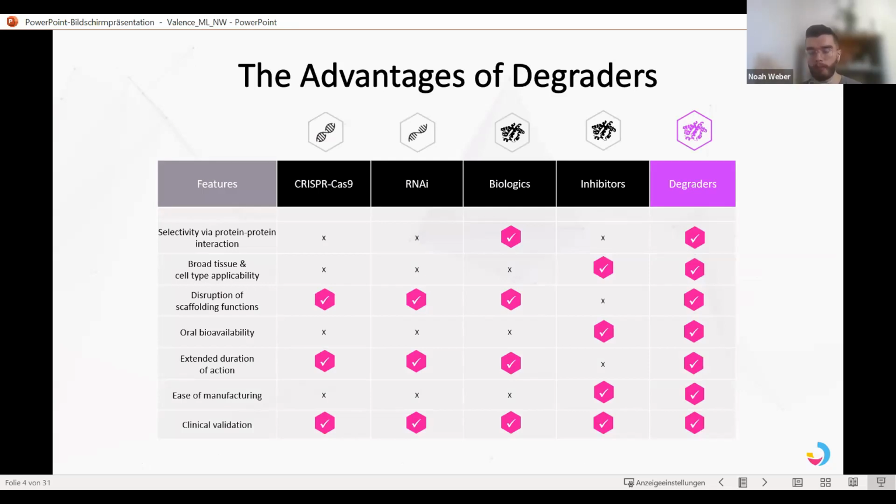Just a very short overview of the advantages of degraders from a chemical or biological point of view, because that will also come into the modeling or computational part. When we look across different features, we see that most of these technologies, like RNA interference, biologics or inhibitors, simply do not possess all of the things that degraders do. And it's very important to keep these thoughts in mind once we go the modeling route. We have the hit candidate, and then we want to synthesize.